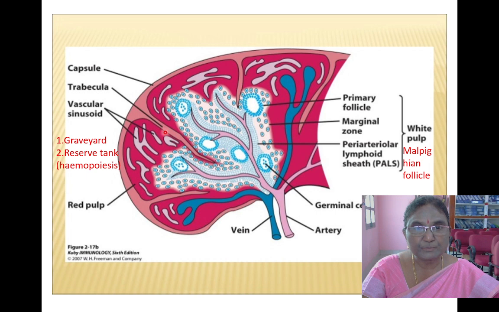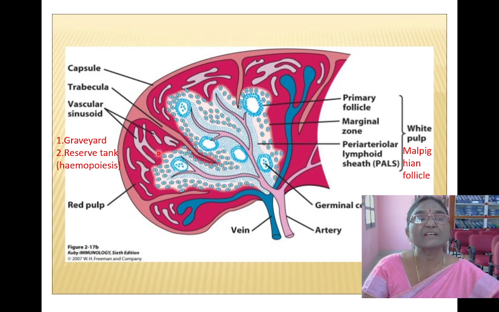This organ is divisible into two regions, outer red pulp and inner white pulp. The outer red pulp contains vascular sinusoids, which are blood-filled sinuses. They contain plasma cells as well as phagocytes. So the spleen filters blood to detect the antigens present in the blood, whereas a lymph node filters the lymphatic fluid and detects the antigens present in the lymph.